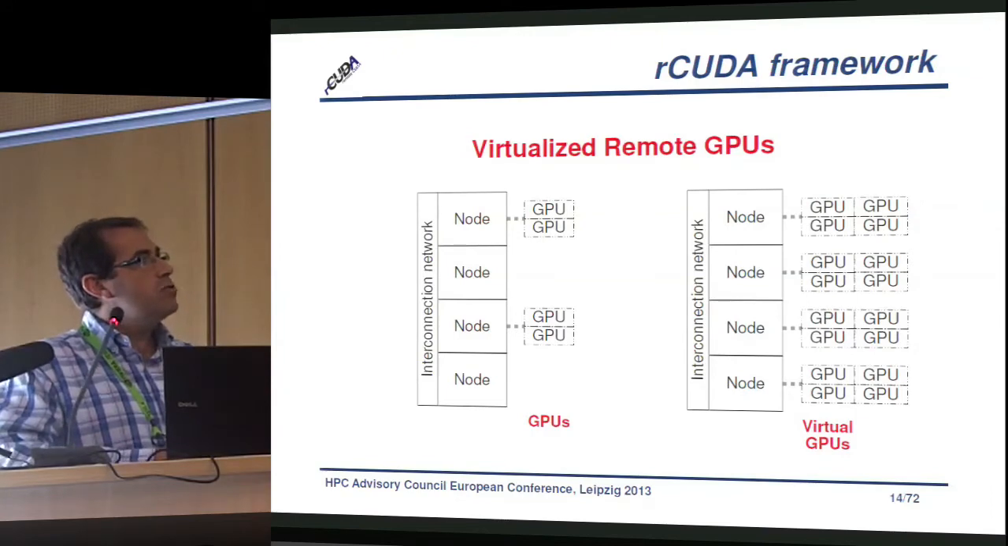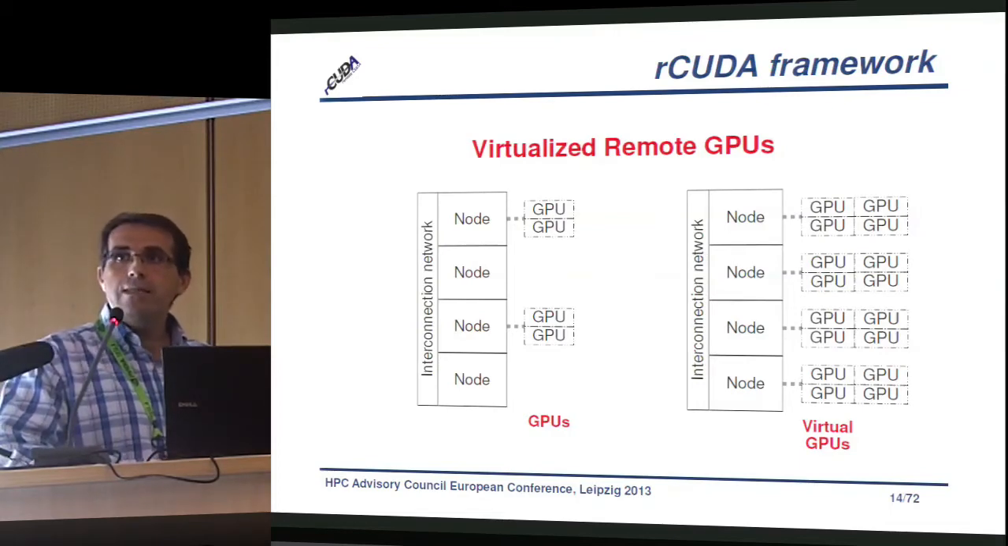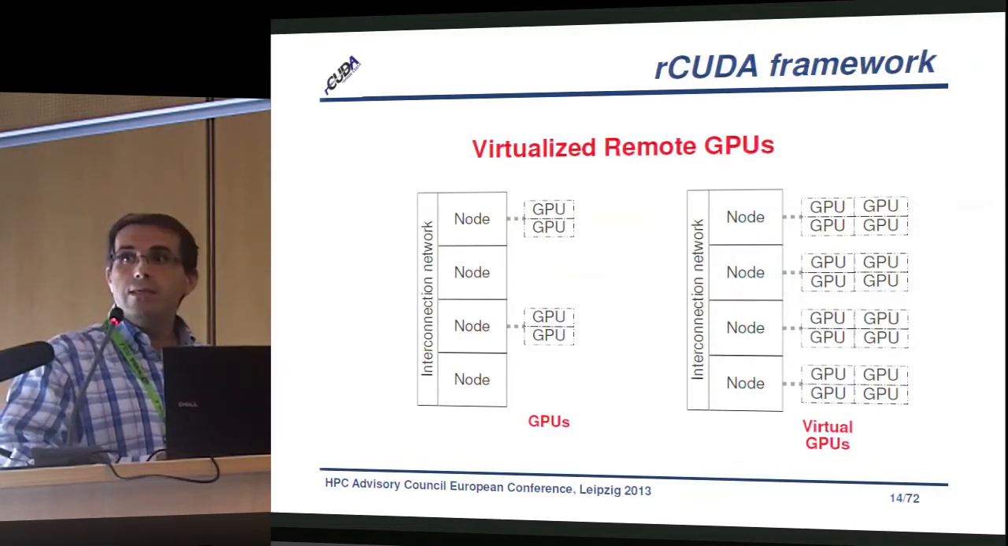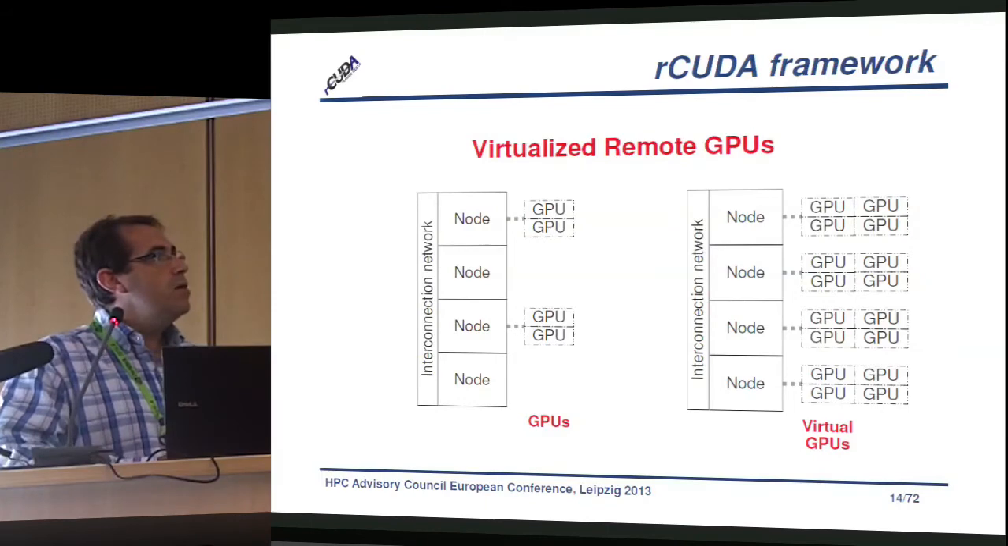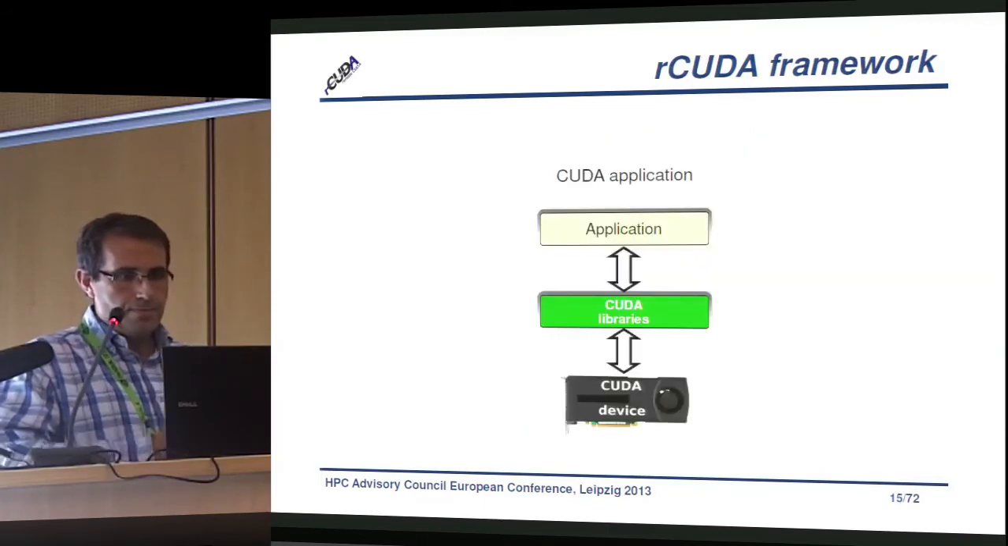With virtual GPUs, each node has access to all the GPUs in the system. So each node in the cluster can see as many GPUs as you have in all the cluster and can use them for the computations.